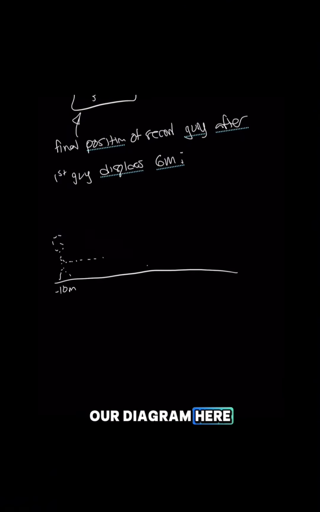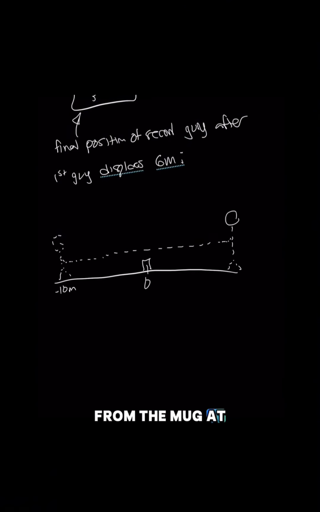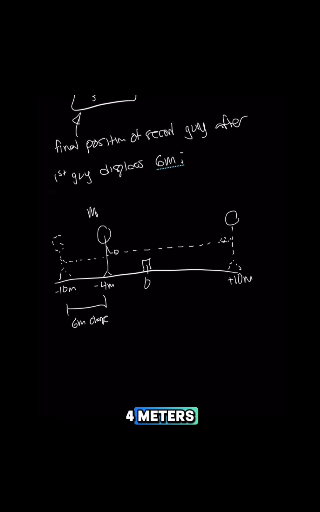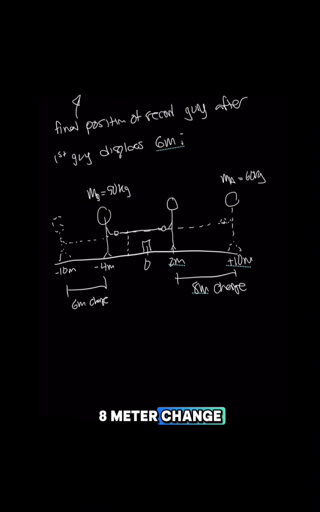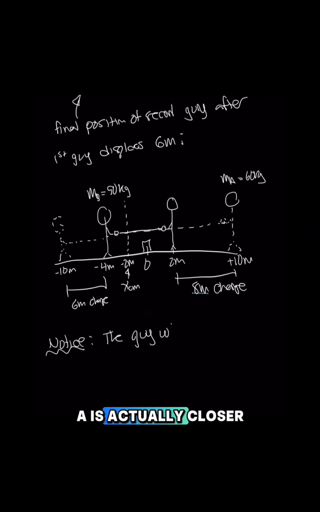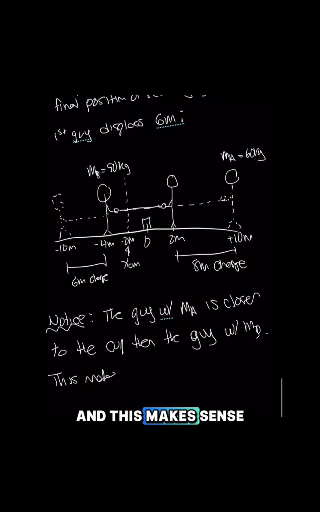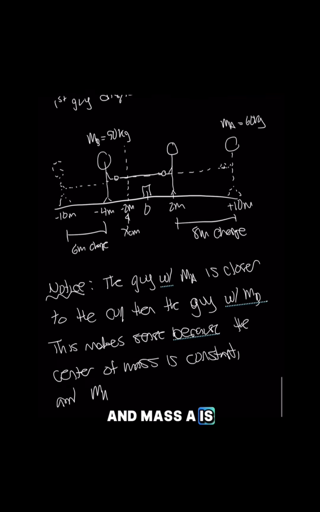If we look at our diagram here, the guys start 10 meters away from the mug at the origin. Guy A displaces 6 meters to the right, ending up at negative 4 meters. We just found that guy B actually ends up at 1 meter. So he has a 9 meter change. Notice that the guy with mass A is actually closer to the cup than the guy with mass B. And this makes sense because the center of mass is constant and mass A is heavier than mass B.